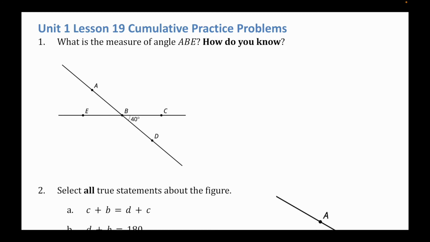First things first, I am going to label A, B, and E. I am just going to connect those letters in that order. So that means this angle right here, and what we want to know is how many degrees that angle is. And the short answer to this is that it is 40 degrees. The long part is how do you know?